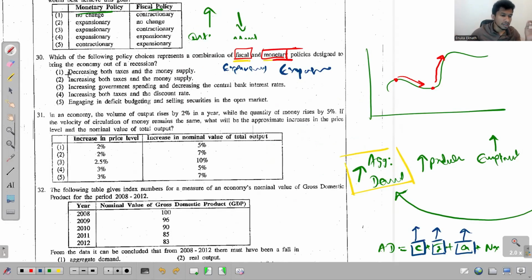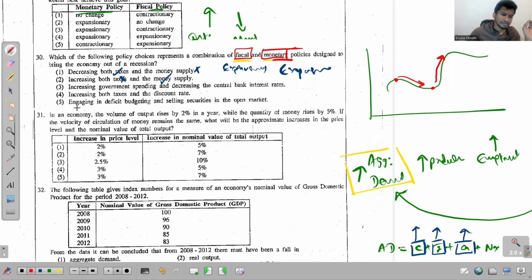Let's read the first one, decreasing both taxes and the money supply. Taxes decreasing is fine, but the money supply must be increased. As we discussed, the money supply should be increased. So this is wrong, but the first part is correct. The second one, increasing both taxes and the money supply. Now this second part is correct, but the first part is wrong.